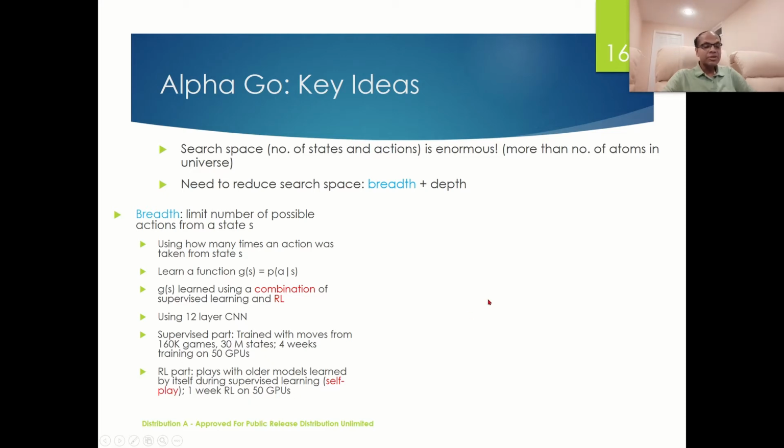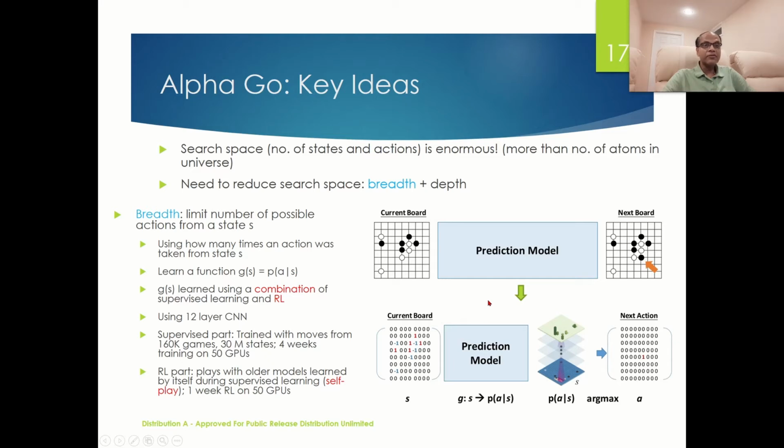So basically this is a picture giving a very high level overview of how the AlphaGo breadth reduction works using this function g of s, which is the probability of a given s. So basically you have the current state. So this is your s. And what you want to predict is the best action to take at this state. So you use the prediction model, which is a deep neural network. The prediction model calculates g of s, which is essentially a probability of the different actions that are possible from state s. And then it selects the action which corresponds to the highest probability value. And that is the most probable action taken by past humans. And that is the action that is selected.